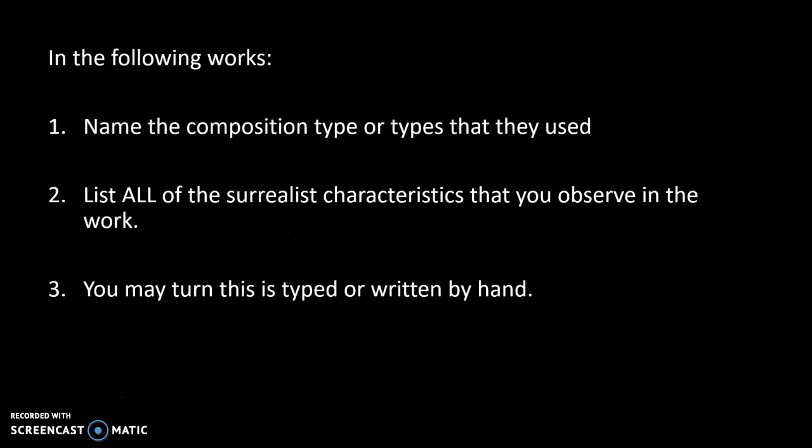And now I'm trying to get this to work. There we go. Okay, so this is what you're going to do today. On a sheet of paper, you can type this up. When you take a look at the next images, I'm going to leave them up for like 20 seconds. You may have to go backwards. You're going to name the composition type or types. Sometimes they use all three of them. You're going to list all of the surrealist characteristics that you see in the work, and then you're going to turn in either the typed or the written notes on this.